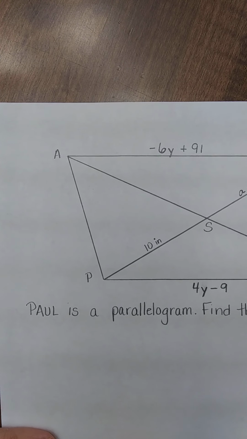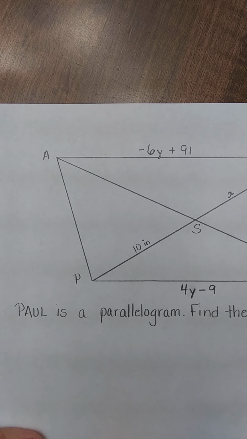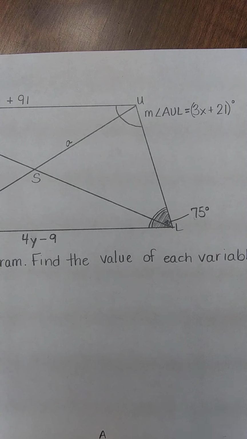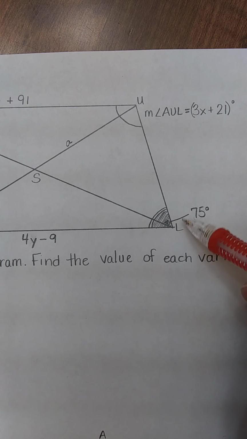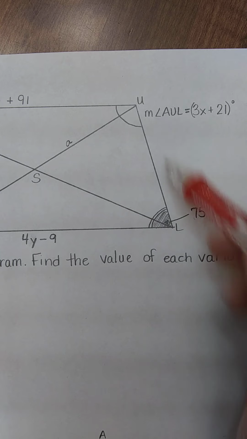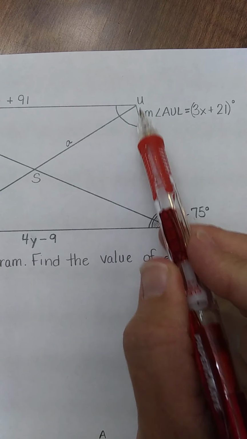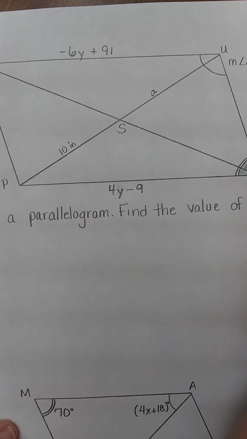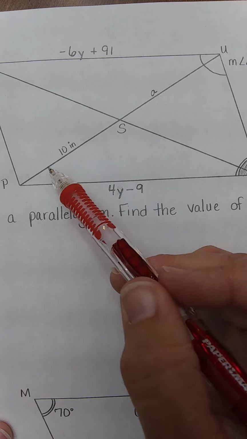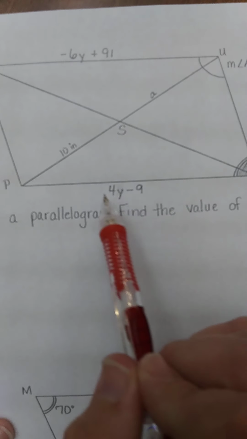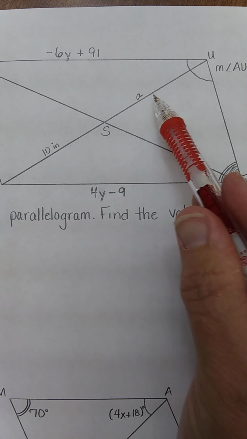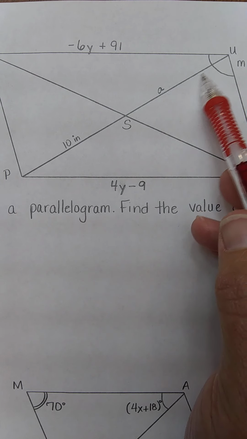And we are told PAUL is a parallelogram. Find the value of each variable. Okay, so over here at angle L, I have a 75 degrees. Up here at U, I'm being told that angle AUL, that whole angle, is 3x plus 21. Here I have point S. There's an A here, a 10 inches here, a Y up there, a Y down here, and nothing over here on side PA. So, let's see, alphabetically, the first one of those would be A, so let's just do that one first. So A is on a diagonal.